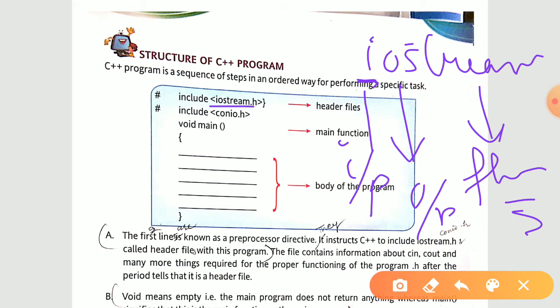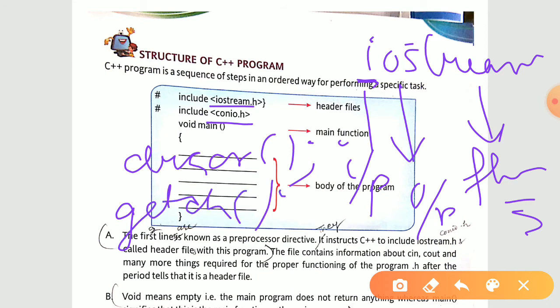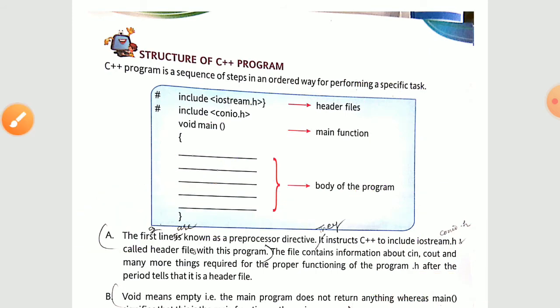Fine. Now the second one is conio.h. For conio.h we have two major functions, that is clrscr, clear screen. This function is going to clear your output screen. And one more thing, getch. Sometimes it happens that the output comes suddenly and then it goes away. Now to hold your output screen we have this getch. Okay, now these are the purposes of these two header files.